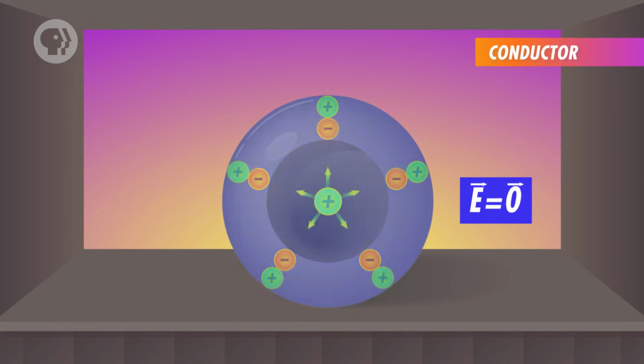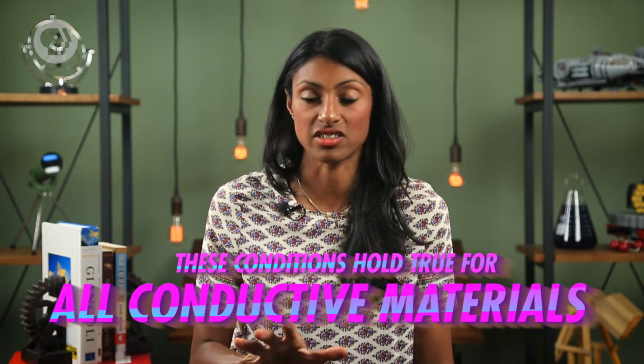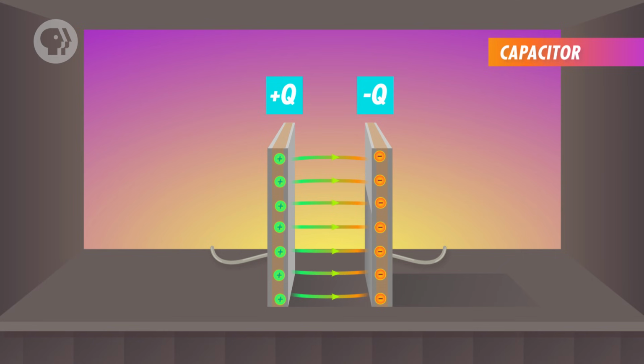So what do these observations tell us? Well, for one thing, it shows that the electric field inside conductors is always zero when the system is in electrostatic equilibrium. And it also shows that the net charge is distributed on the surface. These conditions hold true for all conductive materials. While the electric field inside the material is zero, an electric field exists outside the surface of the conductor. Let's look again at the capacitor and see what I mean. You can see that all excess charge is on the surface of the plates, and while no electric field exists inside the plates themselves, a field is generated between the two.